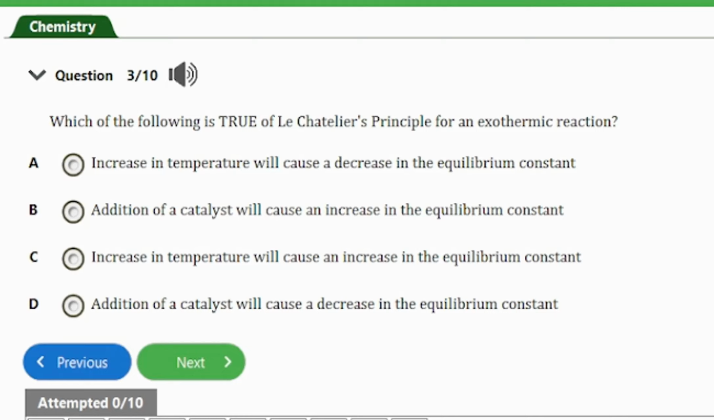According to Le Chatelier's principle, if a system at equilibrium is subjected to a change in temperature, pressure, or concentration of components, the system will shift its equilibrium position to counteract the effect of the disturbance. So for an exothermic reaction, an increase in the temperature will shift the equilibrium to the left, favoring the reactants and not the product. This thus decreases the equilibrium constant.